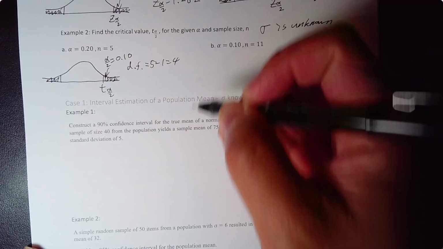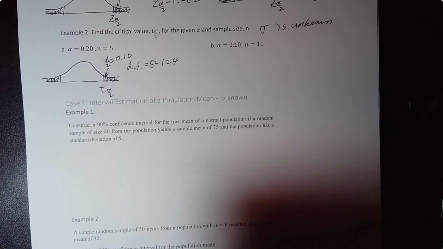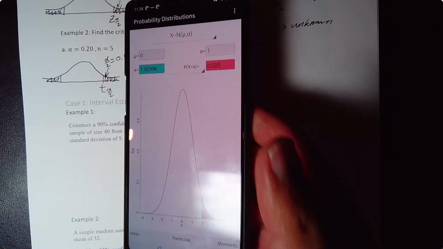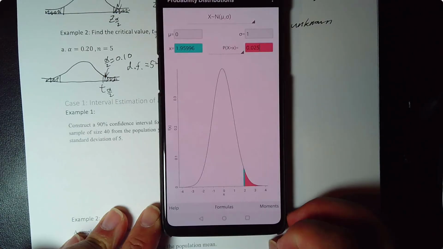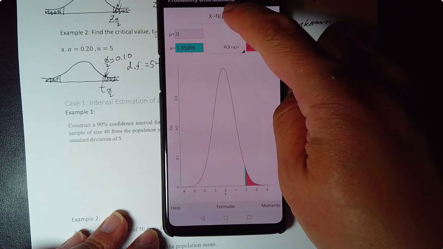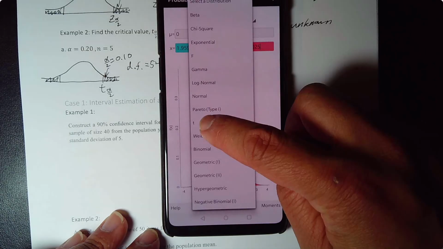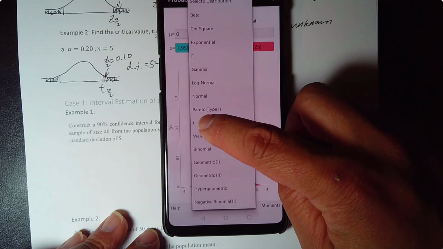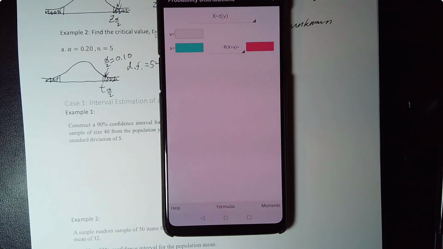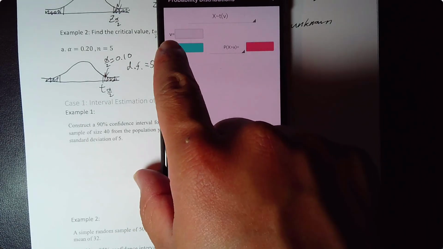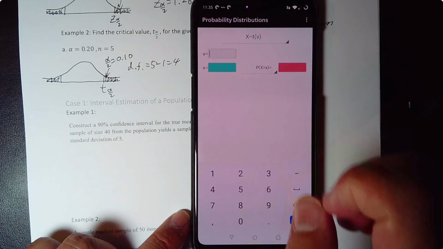Now, how do I find the critical value? I highly suggest using the app because this is far more accurate than the table. I am no longer using the normal distribution, so I need to change it into a t distribution, because I don't know sigma, so I am approximating the normal distribution. This v here is actually nu, but anyway, that is where you put in the degree of freedom. So you put in the degree of freedom of 4.